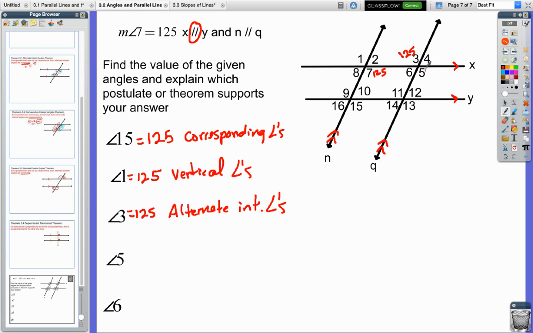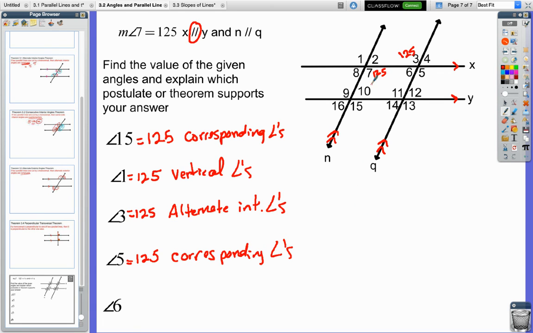Let's look at angle 5. What is 5's relationship to 7 over here? What will be the value of 5? It will also be 125. Good. What's 7 and 5's relationship to each other? Yeah, they're corresponding angles. Corresponding angles. Good.